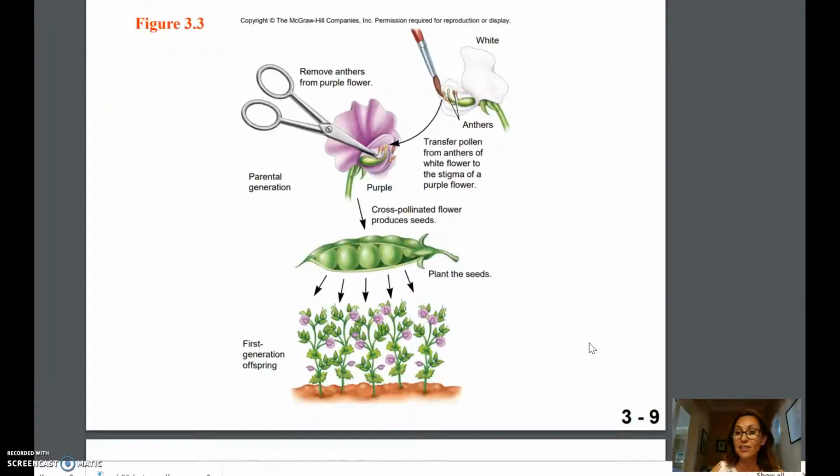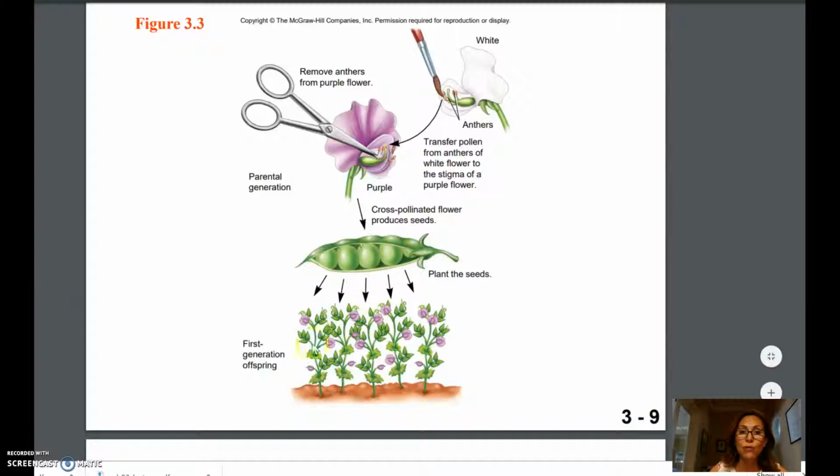Oh, I could have just gone down to this picture, so here you go. Here's the removal of the anthers and then pollen transfer, say from a white flower to a purple flower. After cross-pollination occurs, you have the development of the seeds, and each seed itself is an individual outcome. The pea pod can be considered an individual outcome. The color of the seed is an outcome.